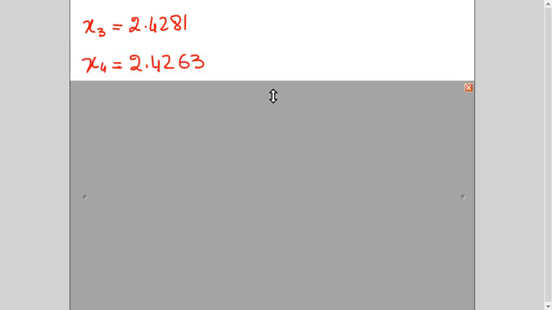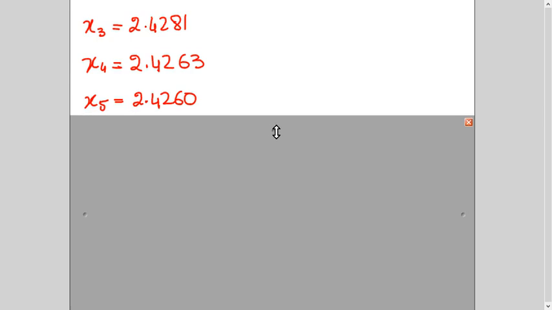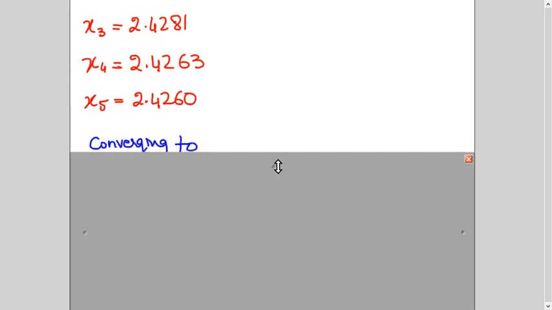Here, x4. Then this answer I will plug back into the formula, I will get x5. I will get x6. But the question was saying, give all your answers in 4 decimal places. So that's why I'm giving all my answers in 4 decimal places. And it is saying, give your final answer in 2 decimal places.